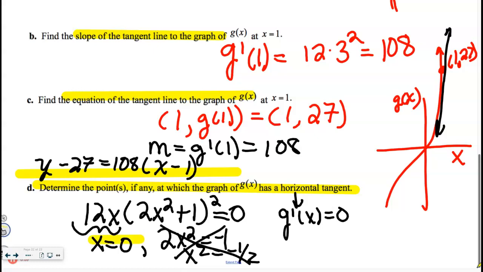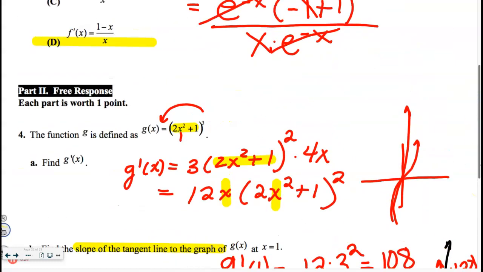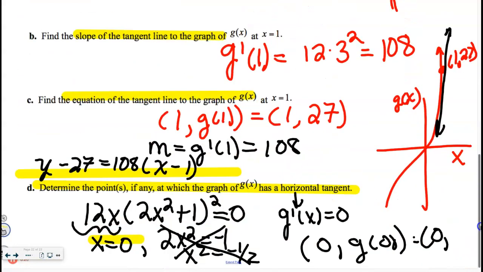So my x value would be at 0. And now I need to figure out what's my y value there. So I go back to my original function, and I put a 0 in for x. I get 2 times 0 squared plus 1 cubed. That's going to give me a 1, so the point is 0 comma 1, which actually makes sense if you think about the graph.